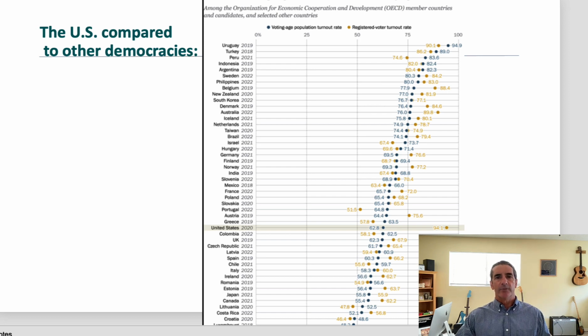And even at that inflated level, look how far down the list we are of democratic countries. Voter turnout is not particularly high in the United States, despite the fact that we like to regard ourselves as this beacon of democracy to the rest of the world. So let's talk about the factors that underlie turning out to vote.